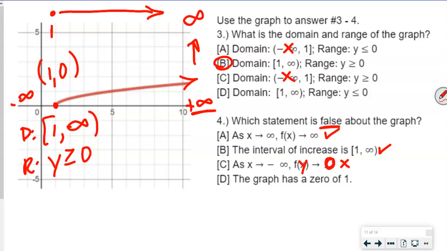Let's just double check with the last one, D. The graph has a 0 of 1. Yes, it does, because it's touching the x-axis right there at 1, isn't it? So that is also true. So our answer here was C.